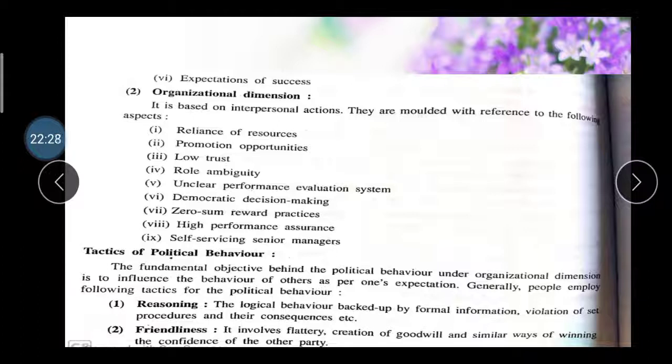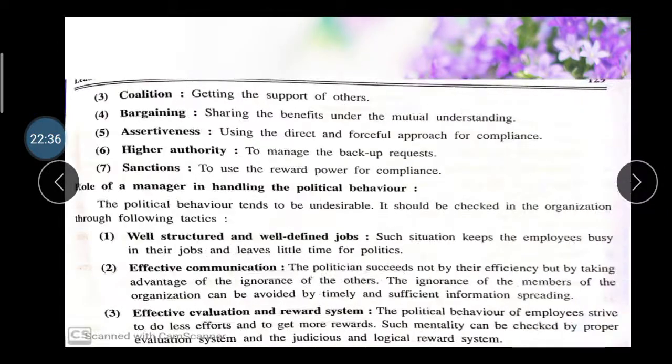Then friendliness, which involves the creation of goodwill and a similar way of winning the confidence of the other party. Then coalitions means getting support from others. Bargaining is sharing the benefit under mutual understanding. Higher authority means managing backup requests from them. Assertiveness means using a direct and forceful approach to compliance.